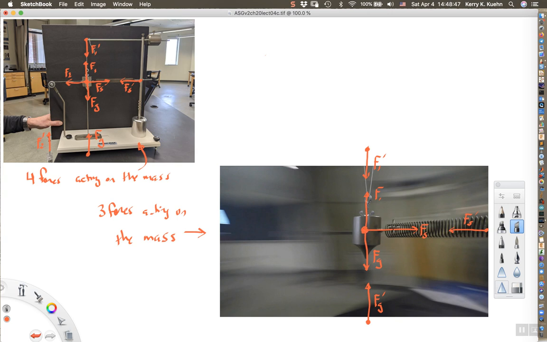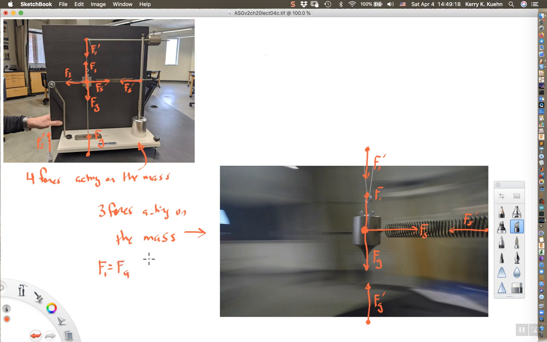Okay? Now notice, just like before, Fg and F1 are going to be equal to each other. So F1 is equal to Fg. They're equal to each other not because they're equal and opposite forces in the sense of Newton's third law, right? But they are equal to each other because this mass is not accelerating up or down.